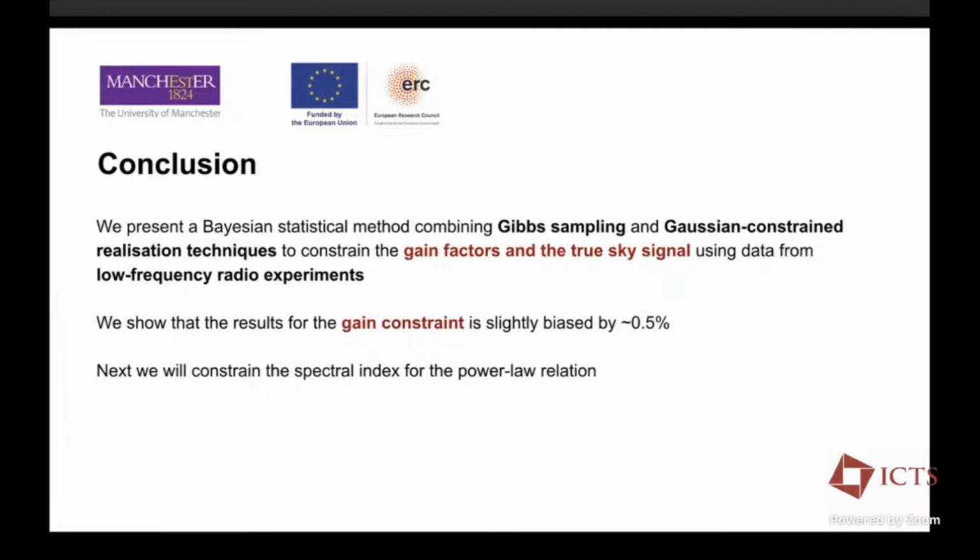Next, we will constrain the spectral index for the power law relation. What we've done now is just with one spectral index, assuming everything is the same. But next, we will try it with different spectral indices and see what we get.